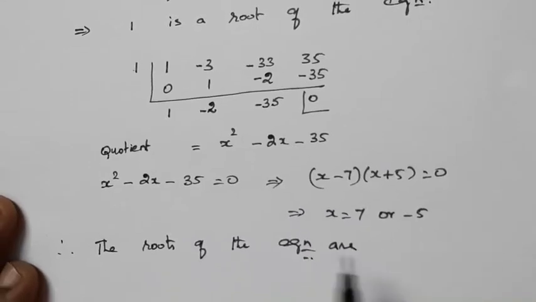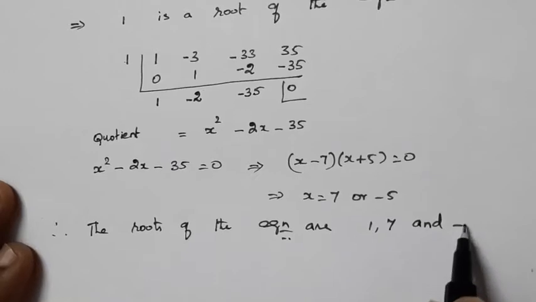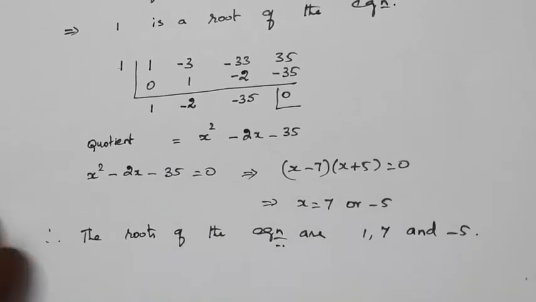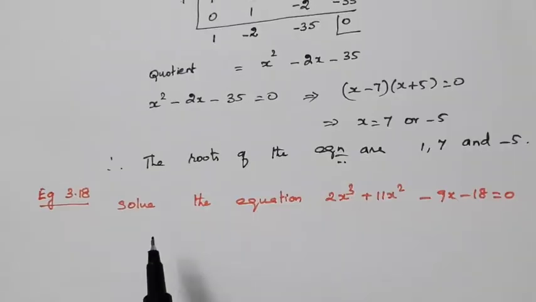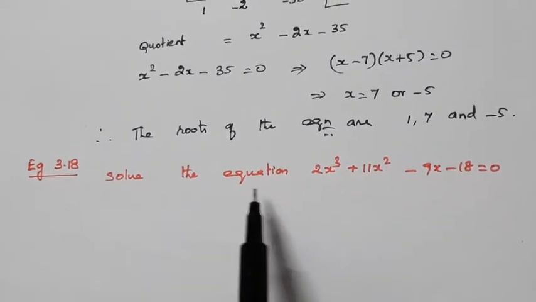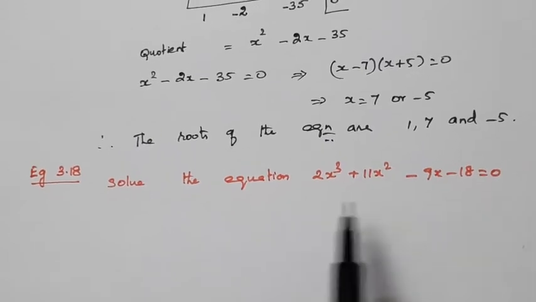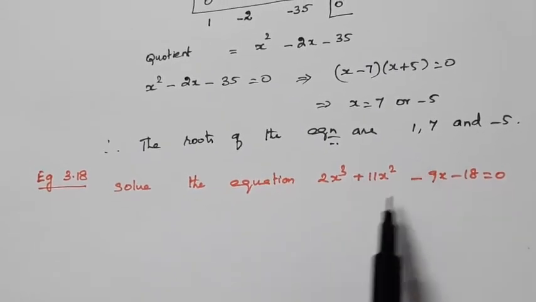So the roots of the equation are 1, 7 and minus 5. Okay. The next example is example 3.18. Solve the equation 2x cube plus 11x squared minus 9x minus 18 equal to 0. This is also a cubic equation.